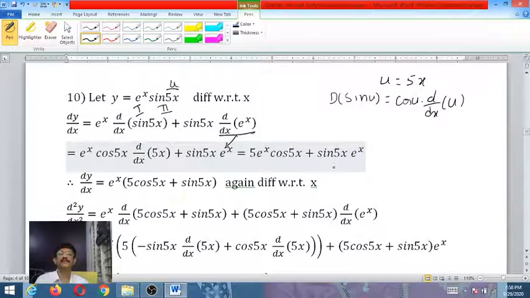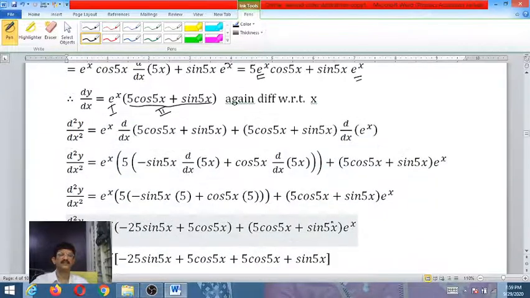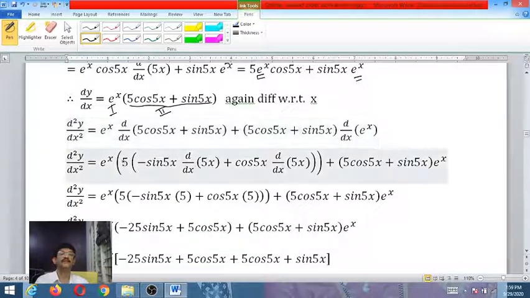So this is what. Now look at here. In these two we can take out e power x as a common factor. So we are left with 5 cos 5x plus sin 5x. Again differentiate with respect to x. Here look at here, e power x is first function. This entire thing as second function. Again product rule. First into derivative of second plus second, 5 cos 5x plus sin 5x, into derivative of first function. As usual, to find the derivative of this, 5 is a constant, keep as it is.